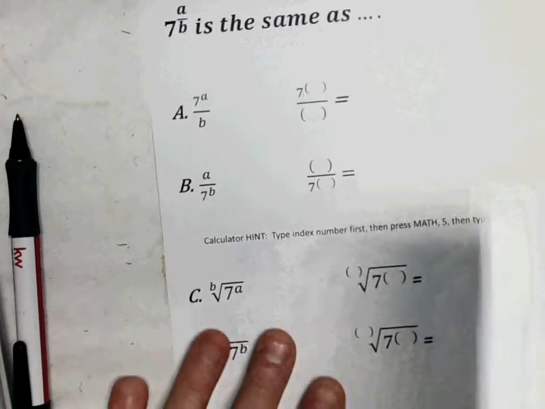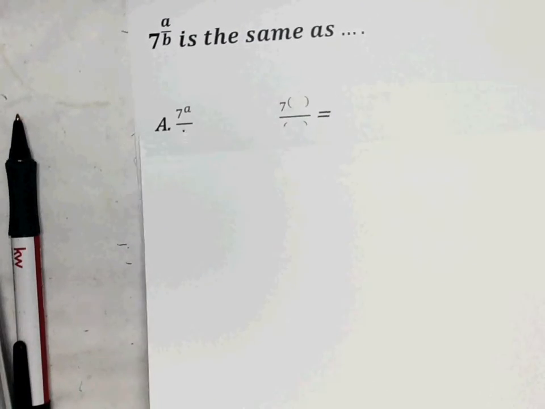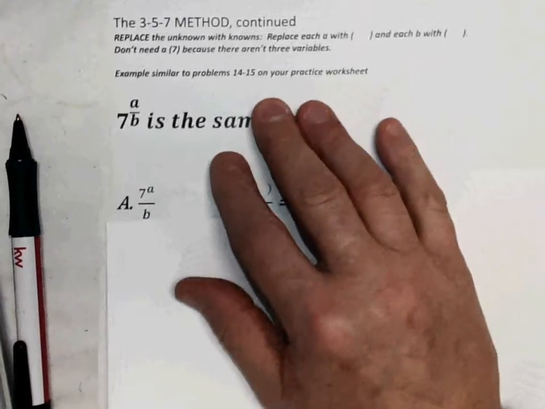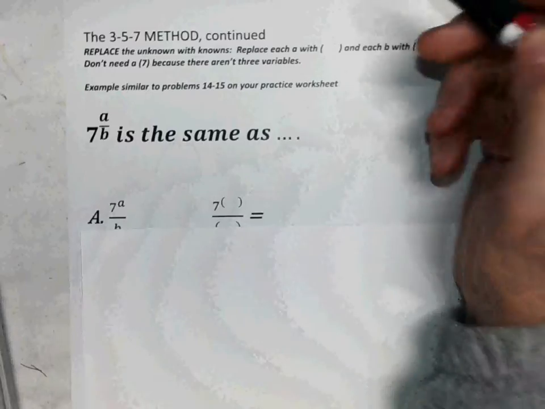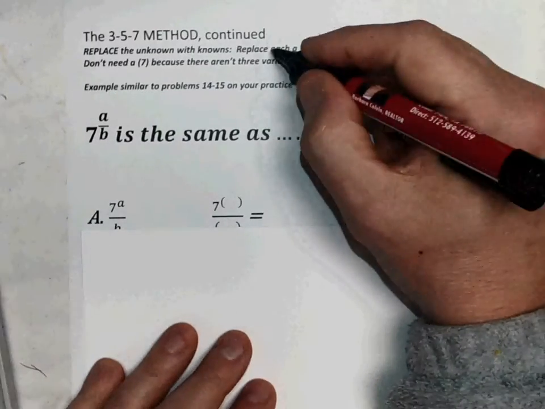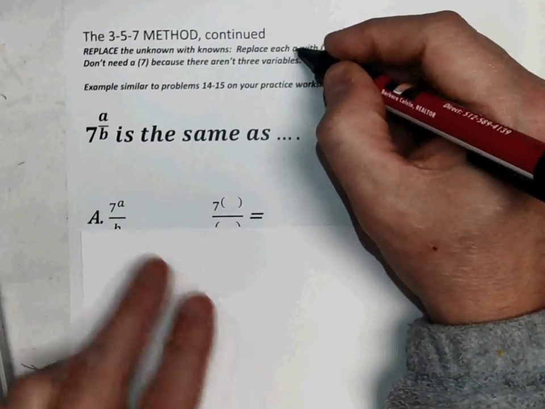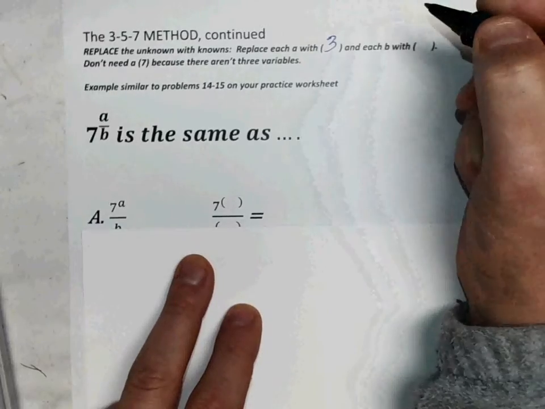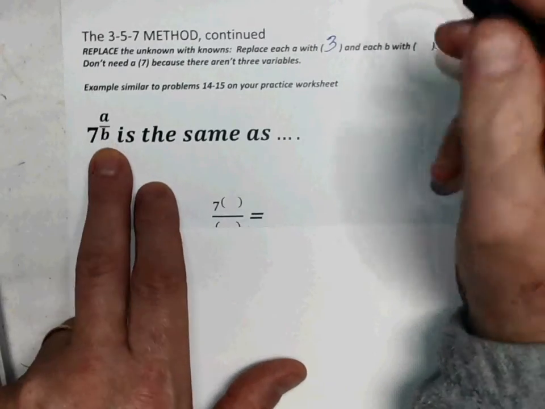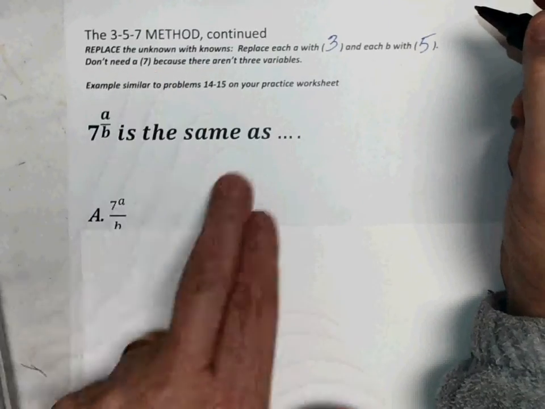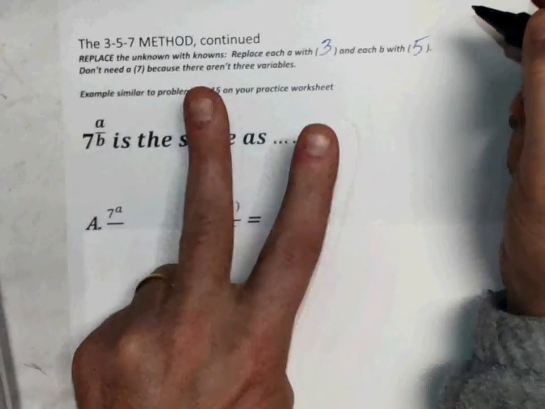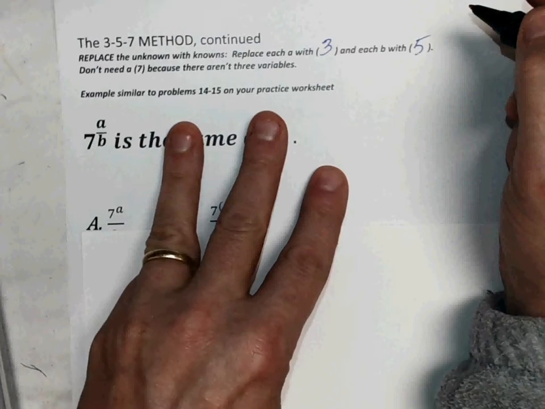One more with the 357. I want to show you a new keystroke. Remember, in this particular problem we don't have X's and Y's. Who cares? Whatever letters they use, we're going to replace each of our first variables with a 3, and whatever is our second variable with a 5. We don't need a 7 because in this problem there are only 2 variables, not 3.